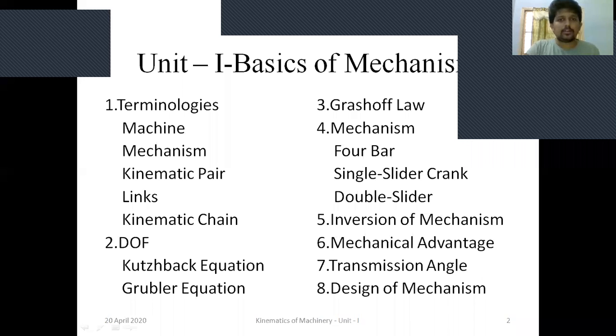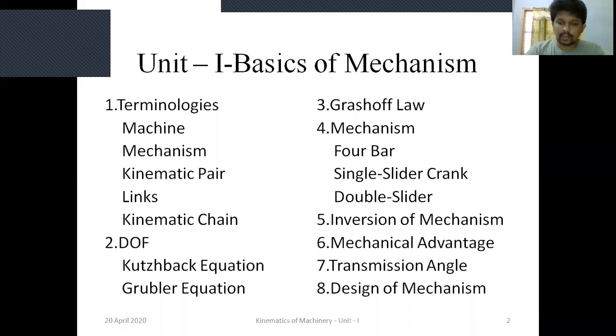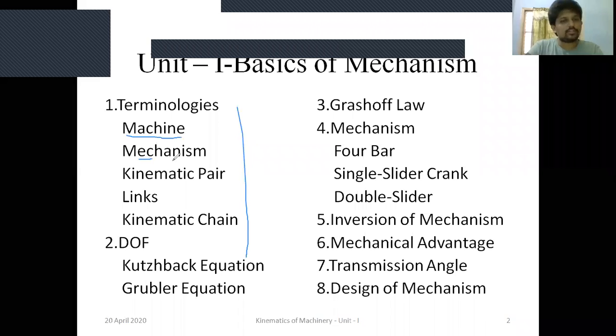Right, guys. The topic today is the basic link mechanism, basics of mechanism. Basically, we are talking about basic link mechanisms. The terminology which we need to understand before going to the inversion of mechanisms is as follows. What is a machine? What is the difference between a machine and a mechanism? What is a kinematic pair? What are links and what are kinematic chains?